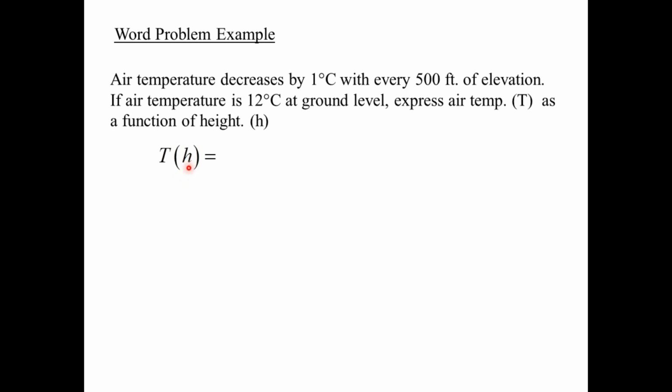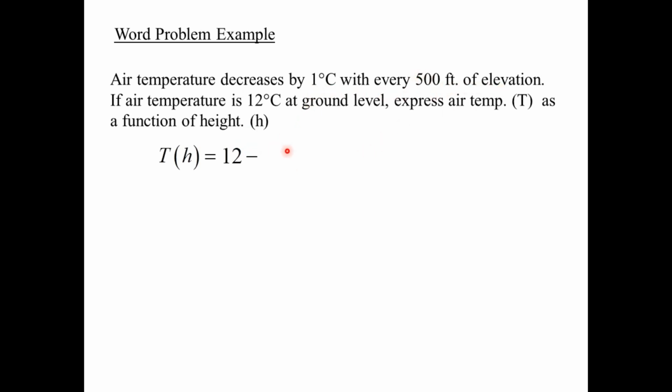What this is saying, mathematically, is the temperature for a height h. Okay. Well, let's see. We just have to build a function. It's 12 degrees if we don't go up in the air at all, because it says it's 12 degrees at ground level. But then as we go up in the air, it gets colder. Air temperature decreases. See this word decreases? That means we're going to start with 12 and start to go down from there. That's why we put a minus sign. And now it goes down 1 degree for every 500 feet of elevation.